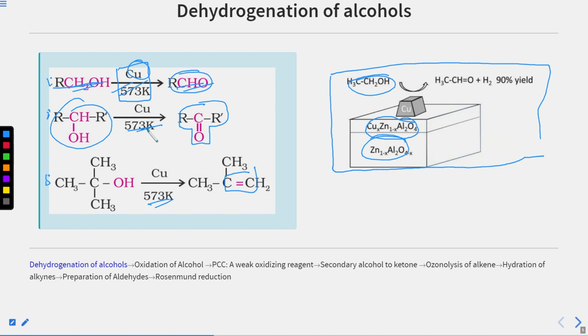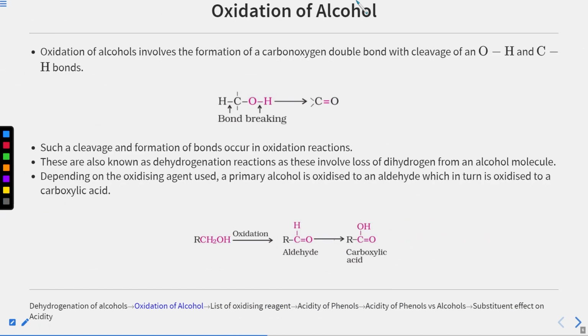Further, if we have a 3-degree alcohol, then it would give this alkene. All of these three reactions are oxidation reactions only, because in all of them we are removing hydrogen, and removal of hydrogen is purely oxidation. Okay, now we will move to the general oxidation of alcohol, where we take a reagent and oxidize it.